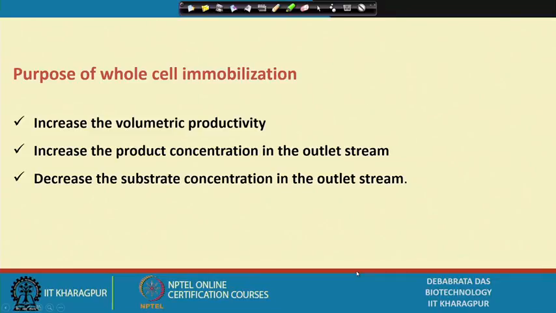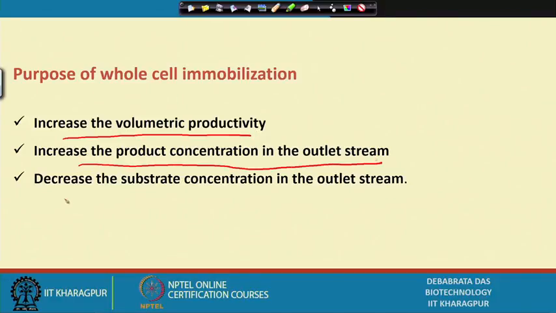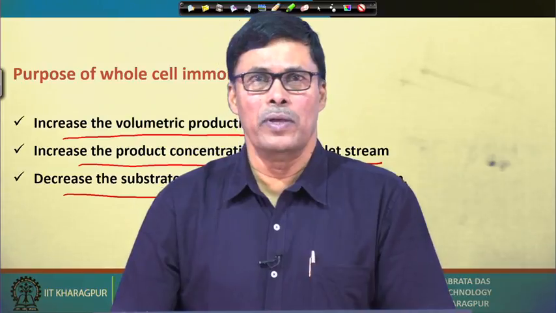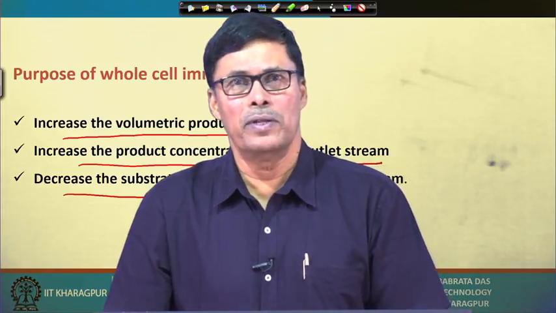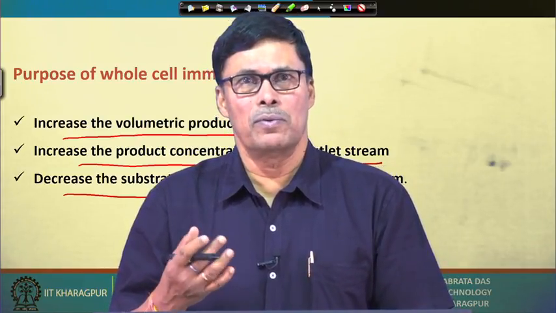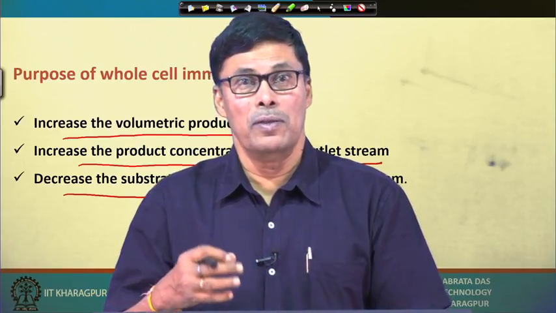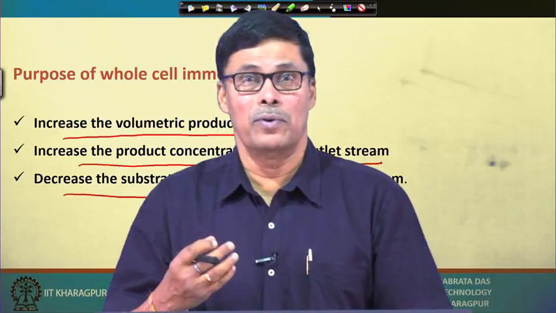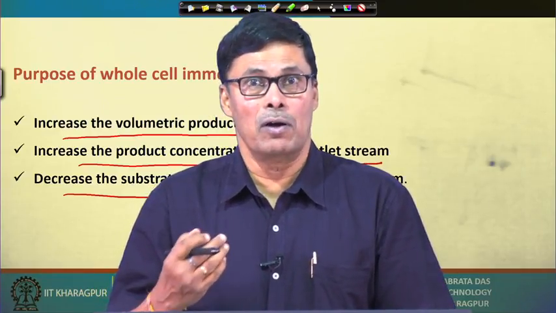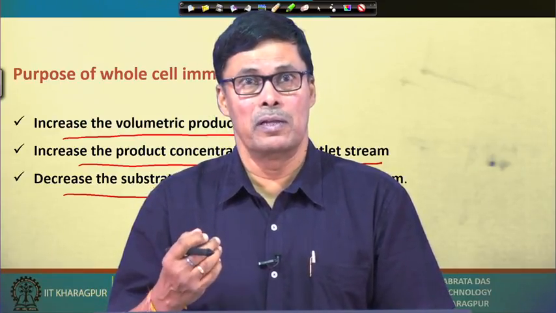Now, the purpose of whole cell immobilization is to increase the volumetric productivity, then increase the product concentration in the outlet stream, and decrease the substrate concentration in the outlet stream. This is very important. What do you mean by volumetric productivity? Volumetric productivity is the amount of product formed per unit volume. If we have more volumetric productivity, our recovery cost will be very less, which is more desirable.